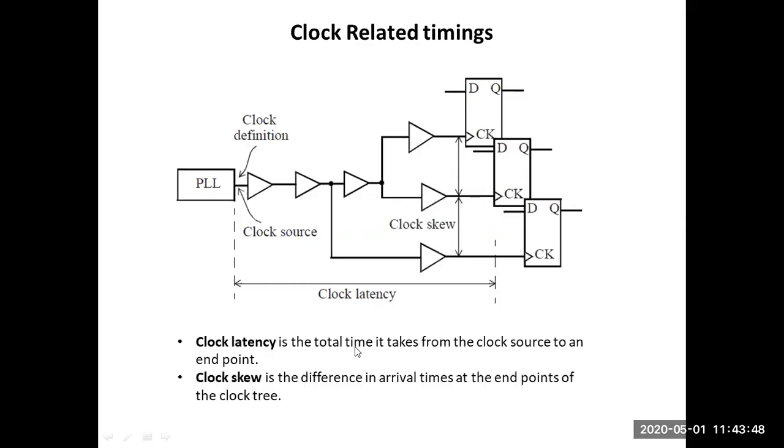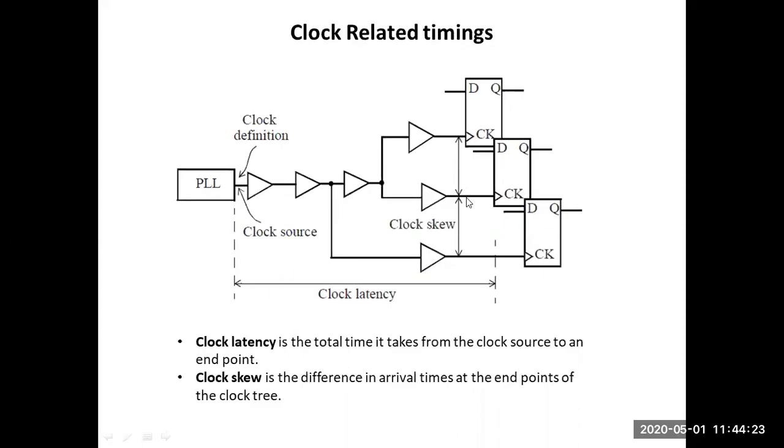Fine. Similarly, there is another term called the clock skew. Clock skew is defined as the difference in arrival times at the end points of the clock tree. See here now: the time it arrives here and the time it arrives here. The difference between these two points will be called the clock skew between these two points. Similarly, there will be a clock skew between these two points. The time the clock reaches here, then the time the clock reaches here. So that will be the clock skew between these two points.